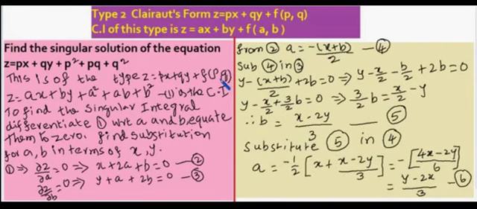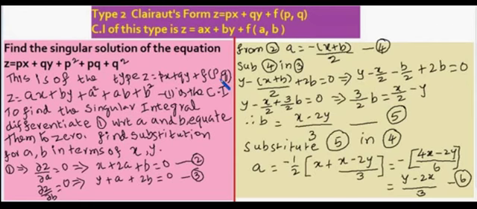Now we have arrived at a substitution for b. b is equal to x minus 2y by 3. This is equation number 5. a is equal to y minus 2x divided by 3. This is equation number 6. So these two equations are to be substituted in equation number 1.